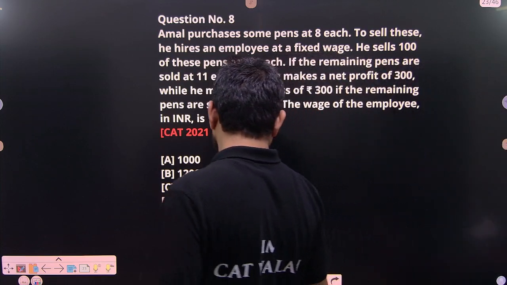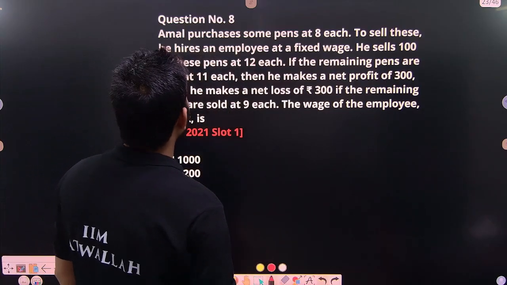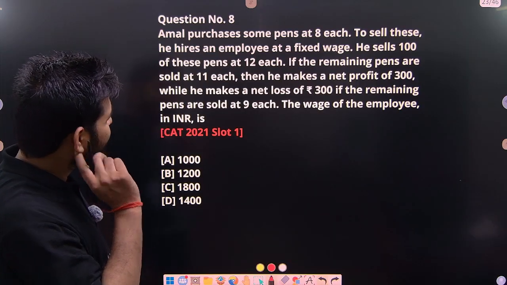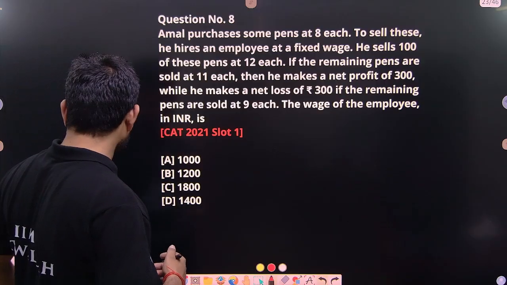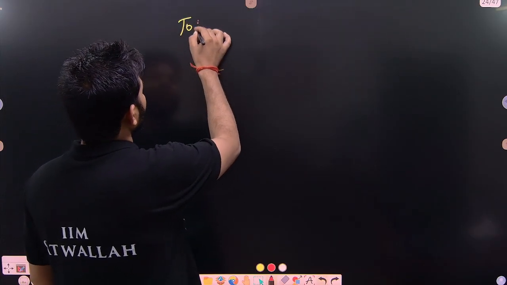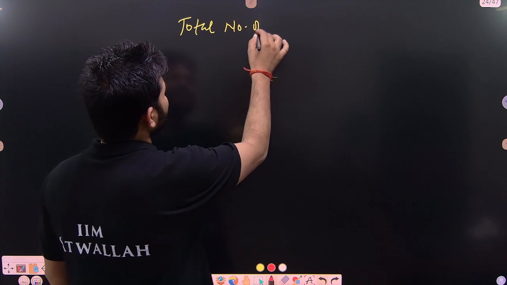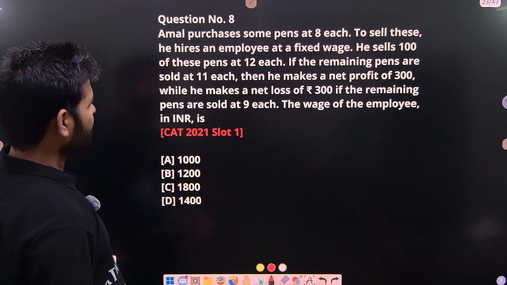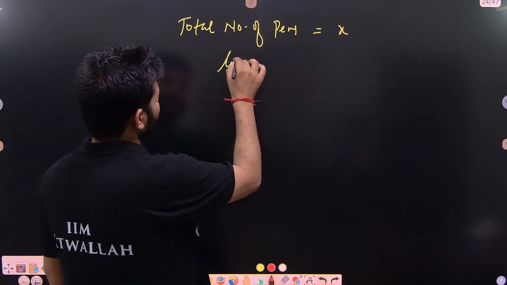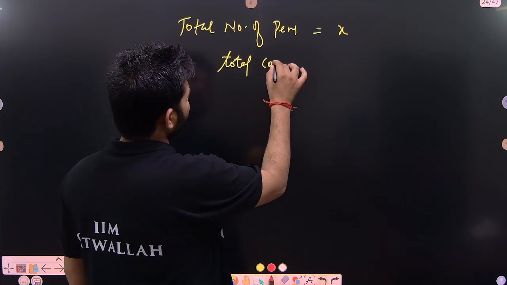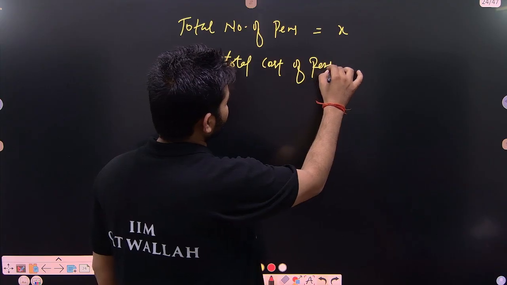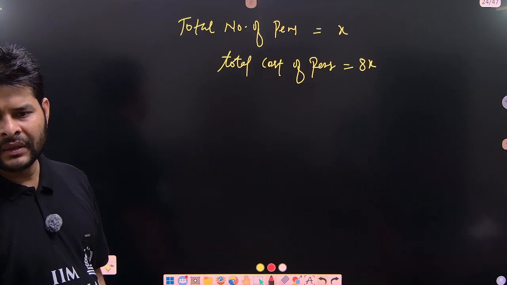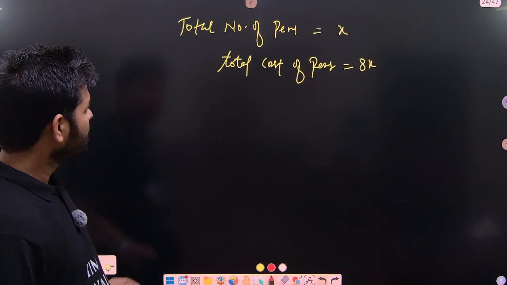Let's do it. The question says Amal purchases some pens at 8 each. Suppose the total number of pens is equal to x, and the total cost of pens would be 8x, because each has been bought at 8.